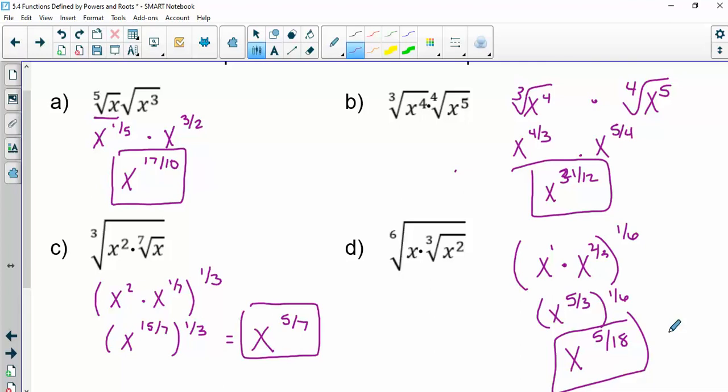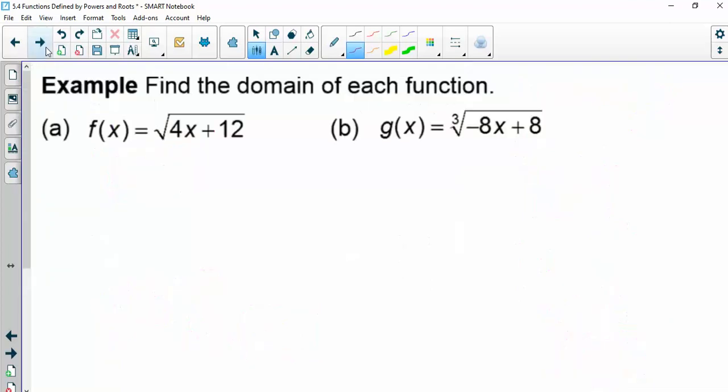Last thing I want to do today is just a little bit with finding domains. So remember, if it's an even root, it has to be greater than or equal to 0. If it's an odd root, it can be anything. Now we do have to think about transformations if we're talking about these graphs. So I'm not going to have you graph them, but I want to use the knowledge we have about transformations to find these domains. So there would be different options for how to solve that.